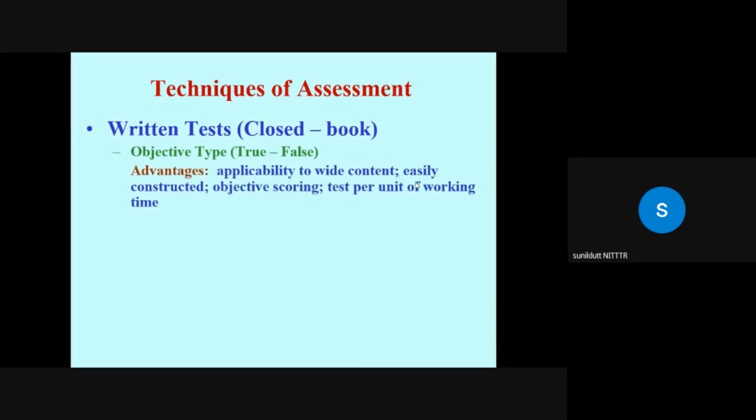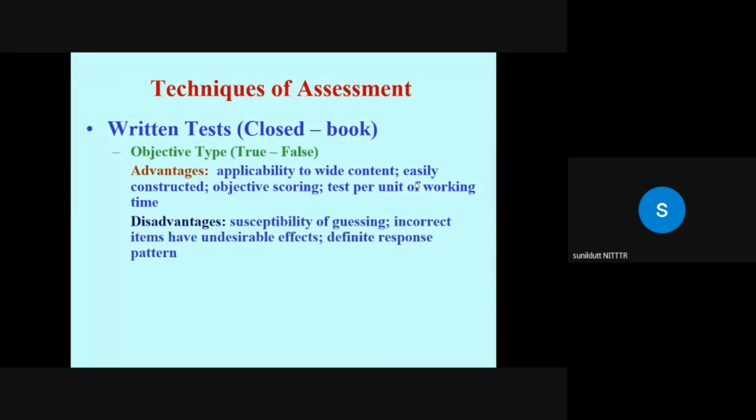Advantage: application to wide content, easily constructed, objective scoring, test per unit of working time. Disadvantage: susceptibility to guessing, incorrect items have undesirable effect, definite response pattern.